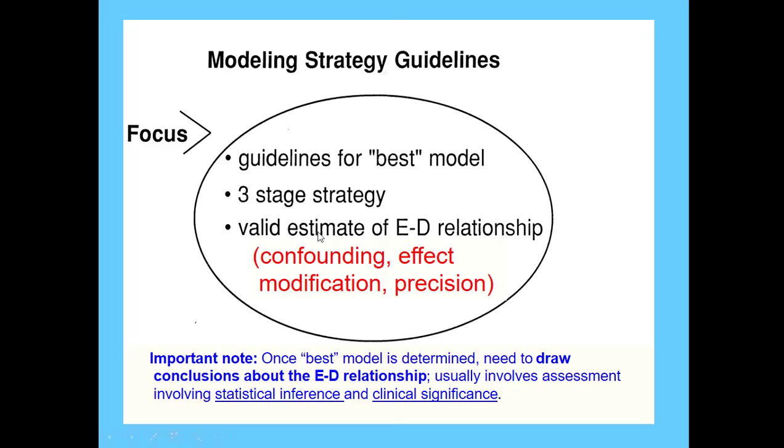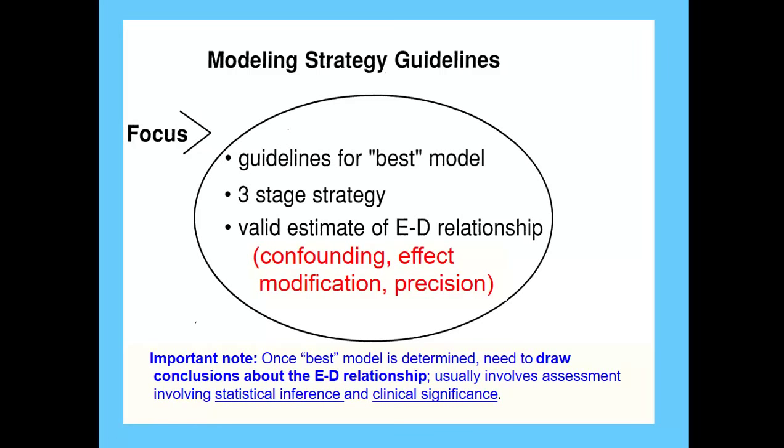And in fact, the guidelines are going to involve 3 stages, which I'll talk about hopefully before I quit today, a little bit about what the 3 stages are. And the goal of this set of guidelines and the 3 stages is to come up with what I wrote here, a valid estimate of the exposure-disease relationship. What does that mean? It basically means you're going to come up with the right answer to the question that you originally asked in the first place. To what extent is the exposure a determinant of disease? Or what's the odds ratio or the risk ratio, depending upon the study you're doing, that relates the exposure to disease? How significant is it? And how precise is your estimate? So basically, you want to come up with the right estimate. Okay, that's the goal of this modeling strategy.